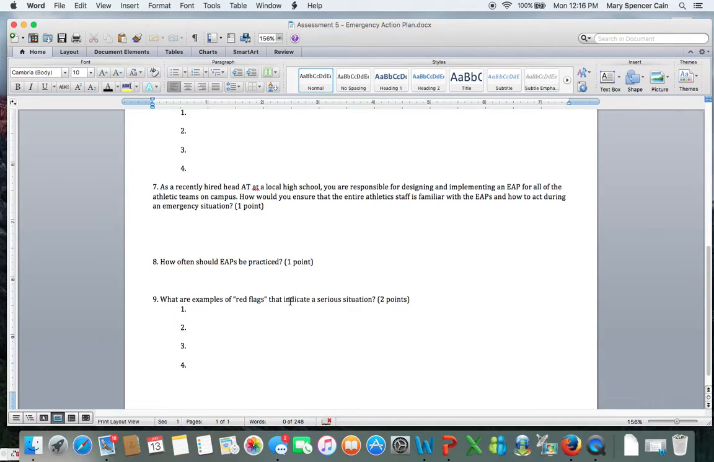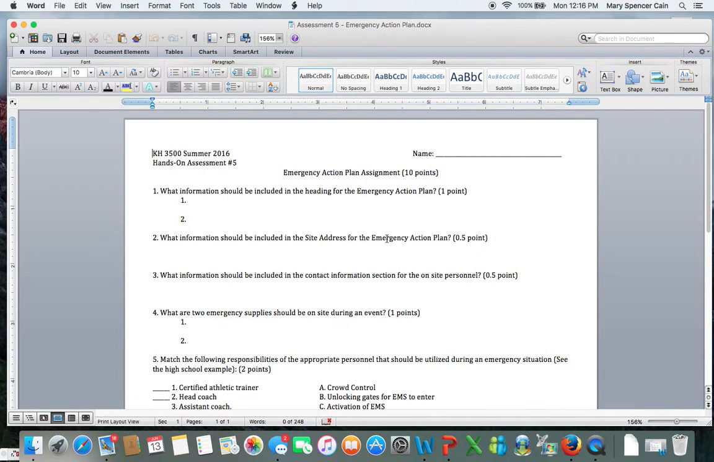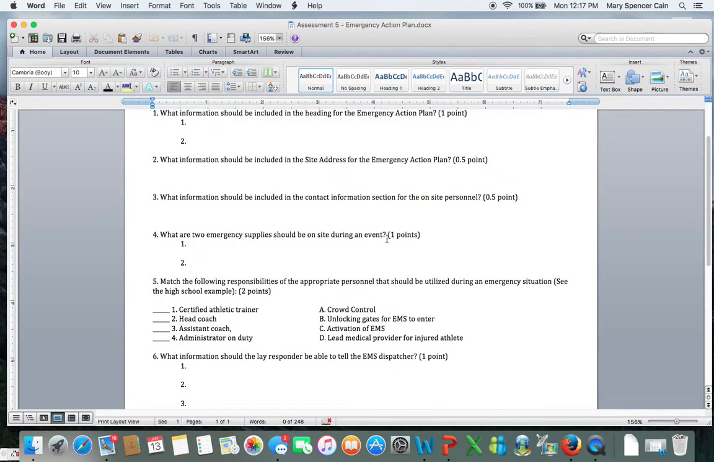And then the red flags question is going to come from the lecture that you have access to on D2L. So, should be a fairly easy assignment. Just giving you the ins and outs of what is involved for an emergency action plan, and hopefully it will help you in the future if you ever have to write a plan yourself.